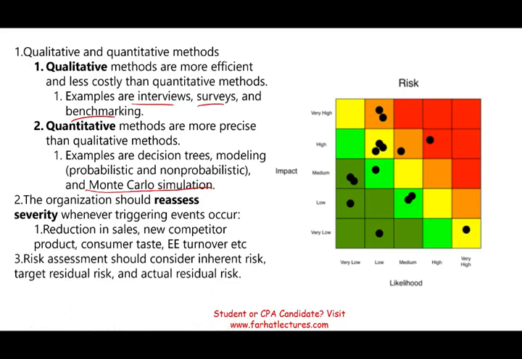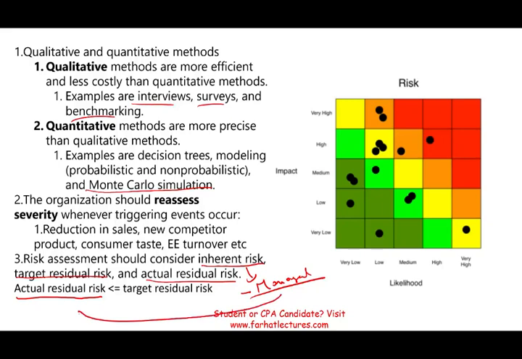Okay, so risk assessment should also consider inherent risk, target residual risk, and actual residual risk. Inherent risk is the risk that exists without the management, without the company intervening to mitigate that risk. Okay? And what's the residual risk? We have the inherent risk minus what the management does, which gives us the actual residual risk. The actual residual risk should be less than our target residual risk. So it should always be taking less risk than what we can absorb. So our target, for example, 10 units, the actual should be 9 or 8 or 7. The lower the better, should be less.